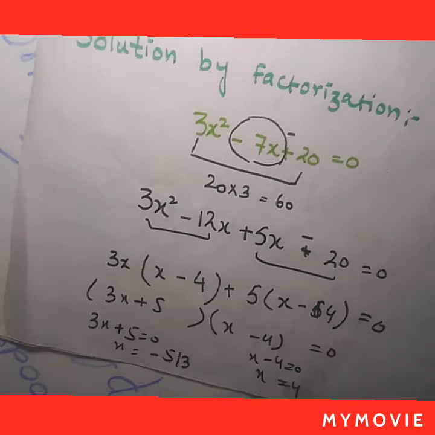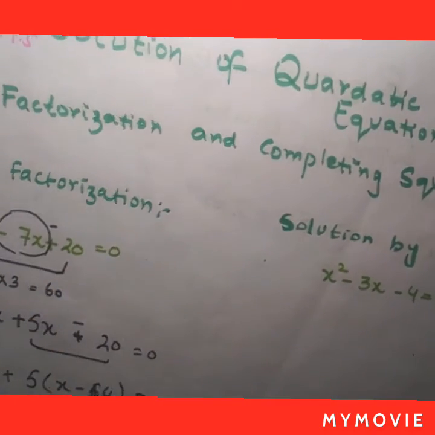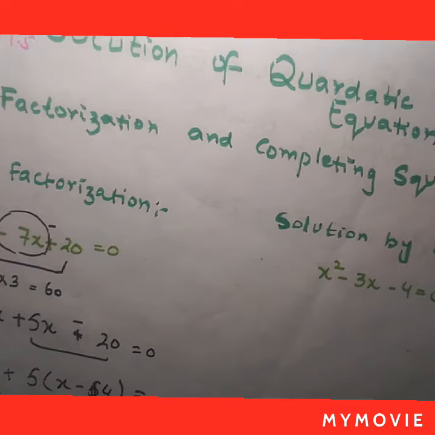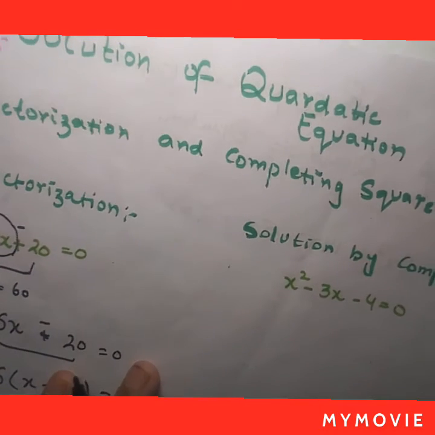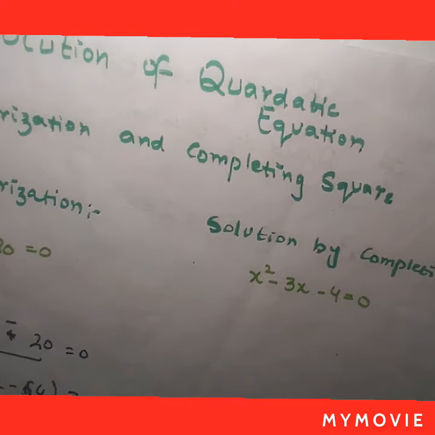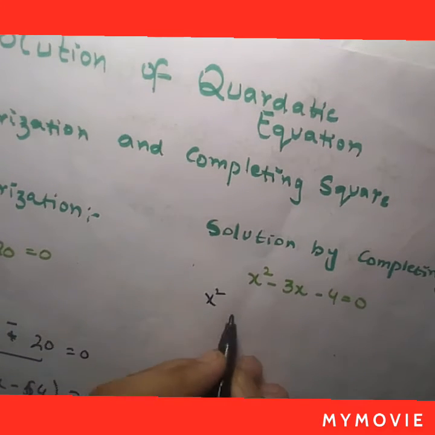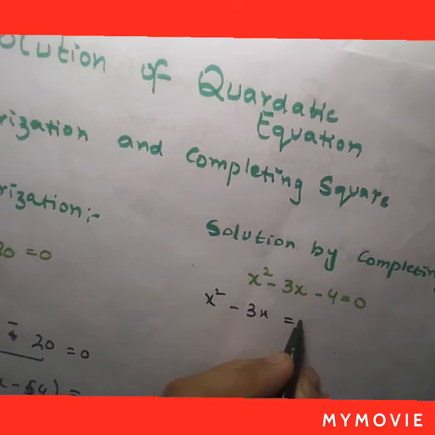I have also explained checking in my other videos. I am going to the other method, which is completing the square. It differs from the mid-breaking or factorization method. Suppose we have the equation x squared minus 3x minus 4 is equal to 0. The first step that must be followed by everyone is to move the term, 3x is equal to 4.